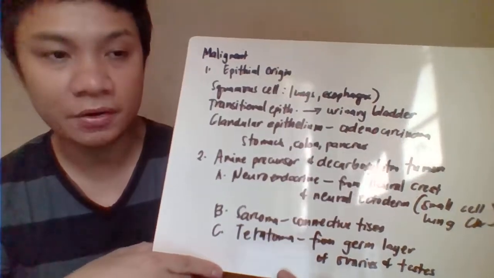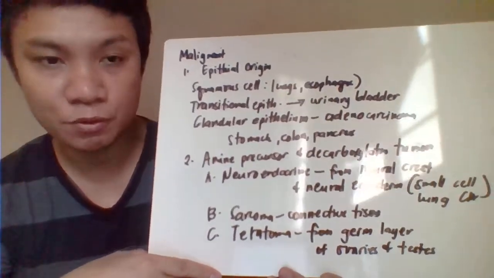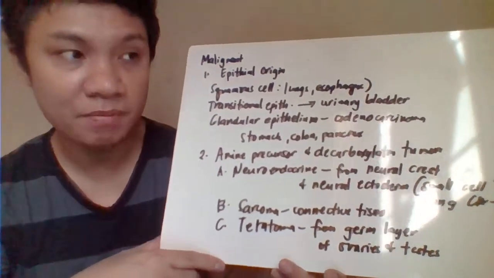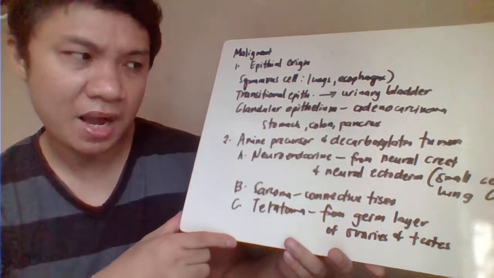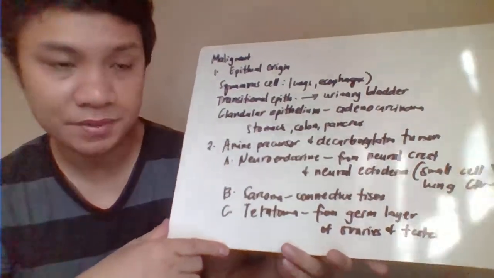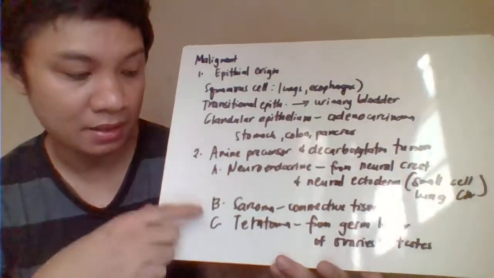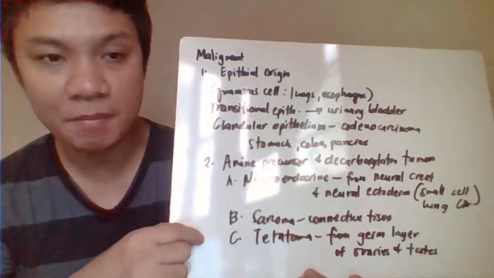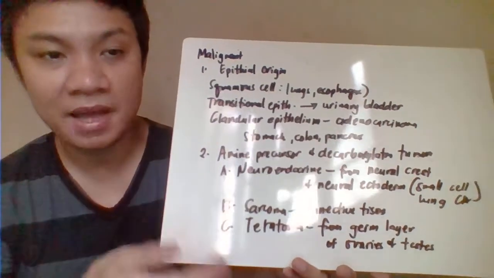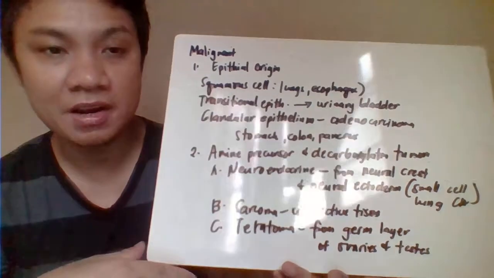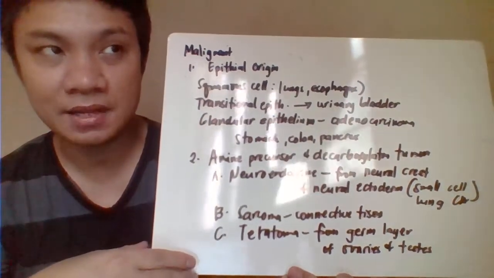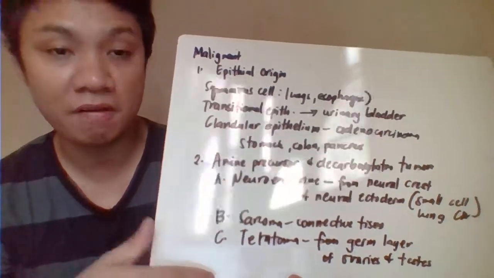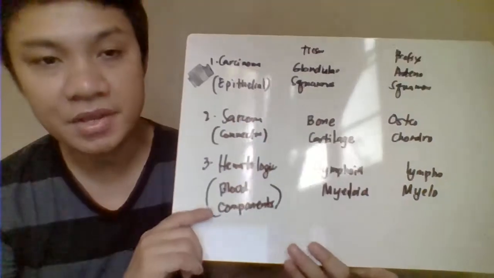Another malignant tumor here involves your amine precursor, the carboxylation tumors. Example for that, we have your neuroendocrine arising here from the neural crest or the neural ectoderm. So we are talking about your small cell lung carcinoma. We have also here your sarcoma from your connective tissues and teratoma here from your germ layers, meso, endo, and ectoderm. So it involves here mga sex cells producing organs in our body, like for example your testes and your ovaries.